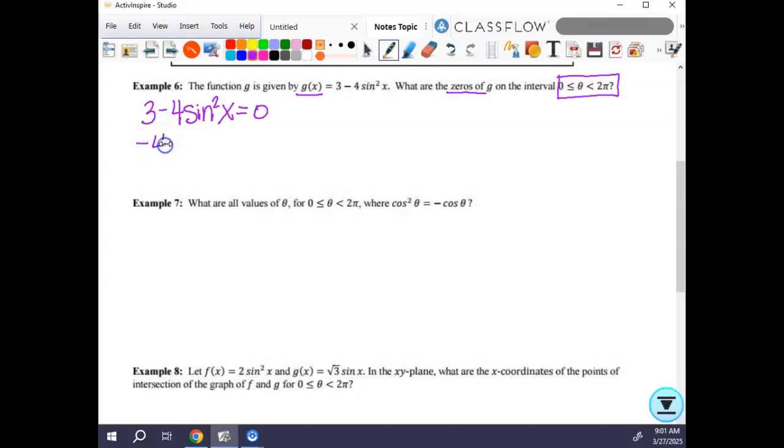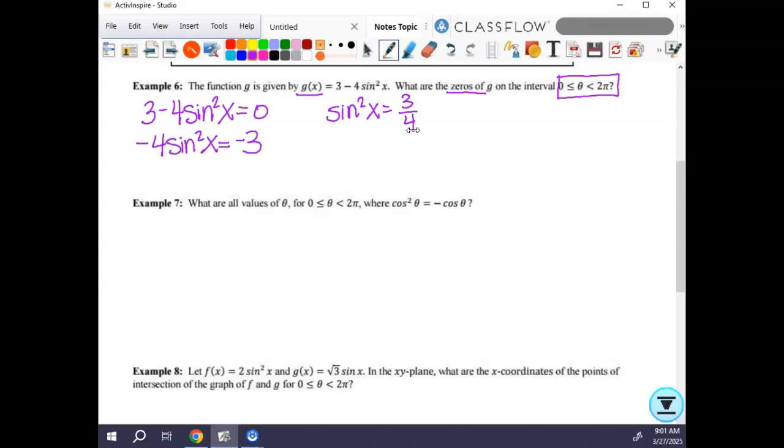So that gives me negative 4 sine squared x equals negative 3, or minus 3. I just subtracted 3 from both sides. So now I want that sine squared x by itself. I'm going to divide both sides by negative 4. That will give me sine squared x equals 3/4, because a negative divided by a negative is a positive.